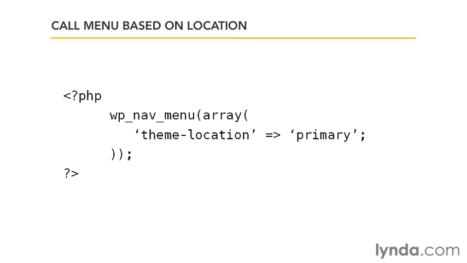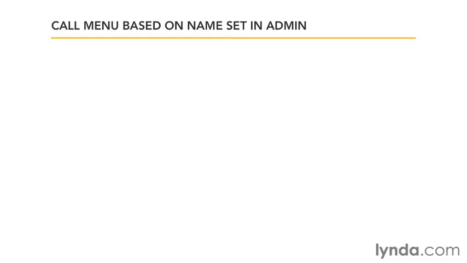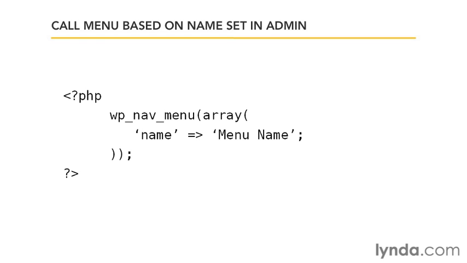Now this is what I normally do. You simply define the theme location and set it to primary or header or footer or whatever you defined it as inside the functions file. This is great if you want to just have that basic functionality. There's another method that's sometimes used, which is the one where you set it to name instead. Now this is the name that you define inside WordPress admin.